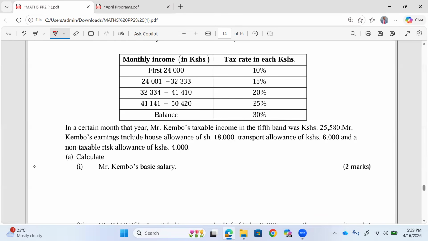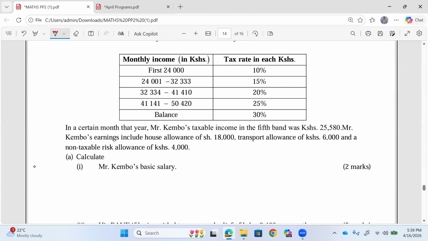25,580. Mr. Kempos' earnings include a house allowance, 18,000, transport allowance, 6,000, and non-taxable risk allowance, 4,000. Underline that word, non-taxable risk allowance. In most cases, non-taxable allowances are the risk allowances, and also we have what we call hardship allowances. So in our case, we have a risk allowance.